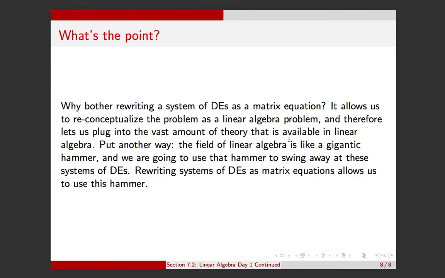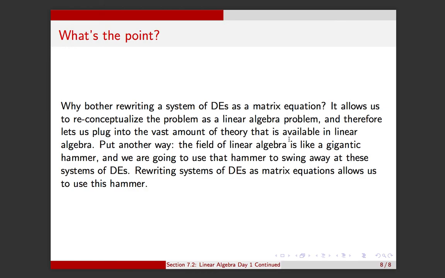And the thing about linear algebra, I mean, you guys don't know this because you haven't had the course, but it's like this vast field. It's like this gigantic field of math that for us is just going to act like this gigantic tool that we can reach out and grab. So the field of linear algebra is just like a big old hammer. And we're going to use that hammer to just smash these systems of DEs and get from them what we want, which are solutions. So rewriting systems of DEs as matrix equations, so thinking of them more in linear algebra language, allows us to use this linear algebra tool. That's the basic answer for that.